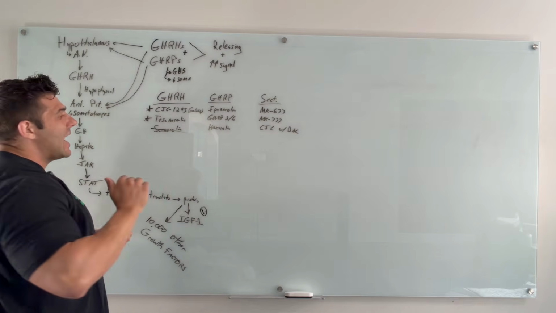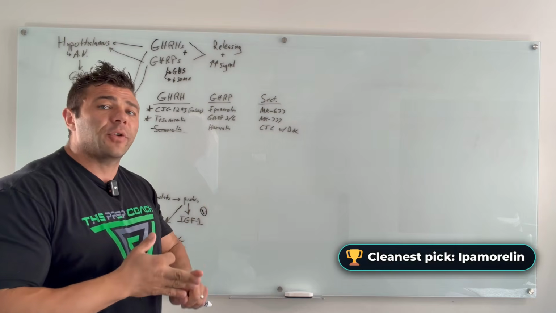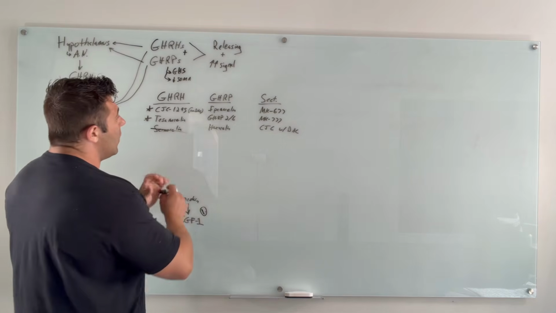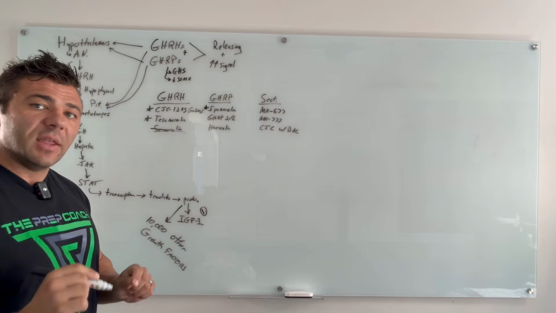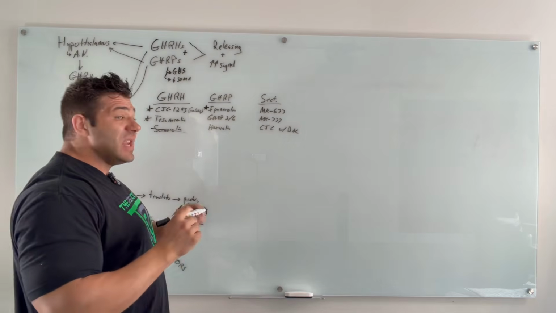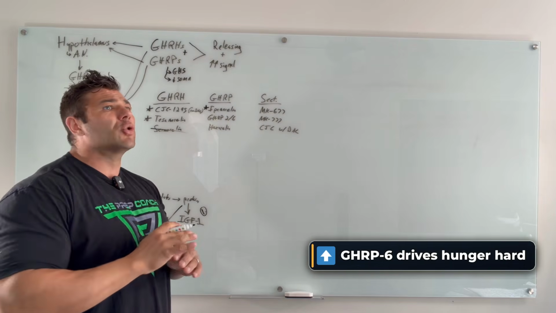If you want the cleanest, the most muscle gain, fat loss, and the least fluid retention, no side effects, you would go with an ipamorelin. So that's kind of choice number one. With the caveat, though, that if you have a need to increase hunger, GHRP-6 drives hunger like crazy.